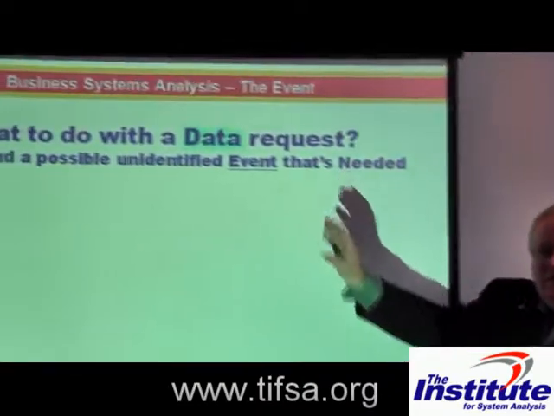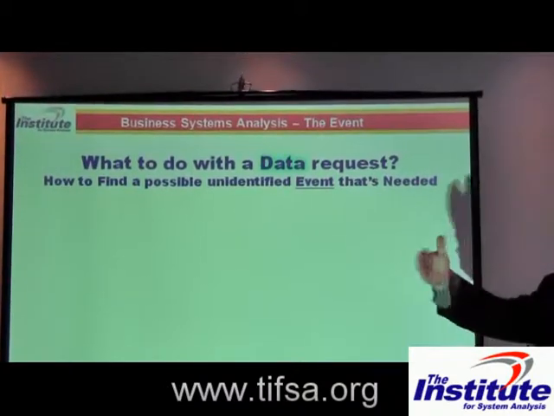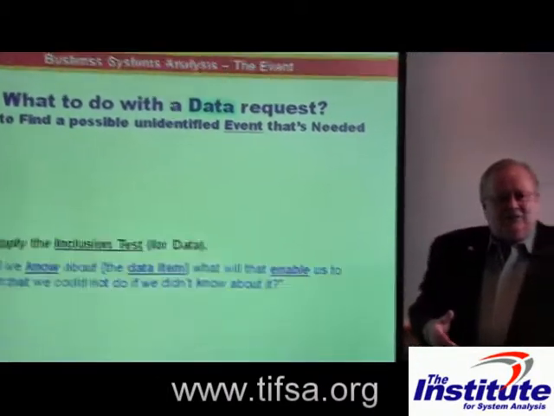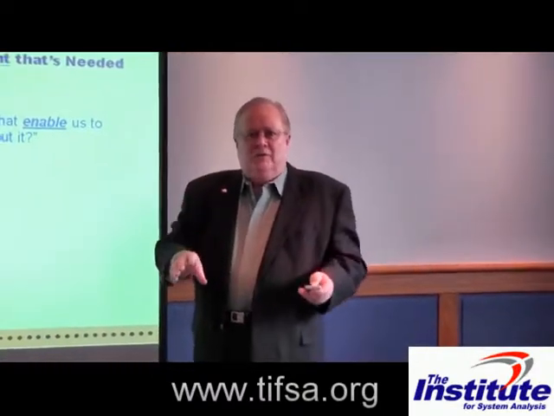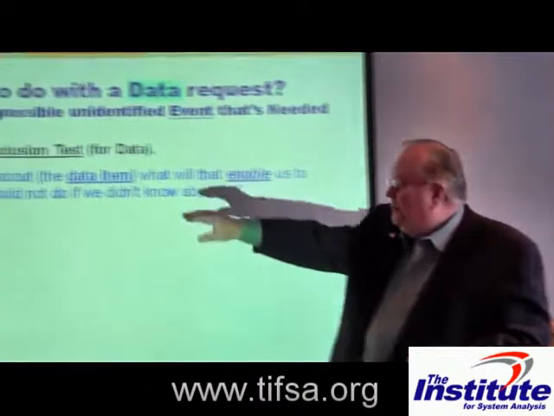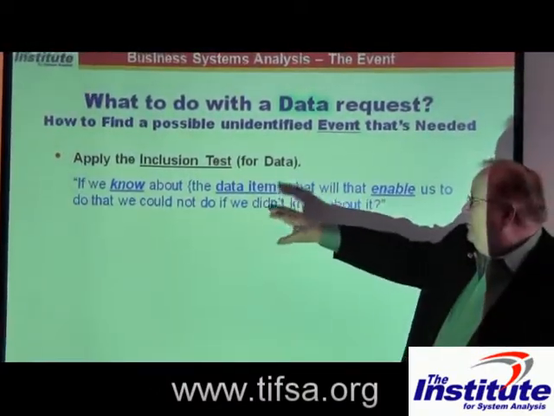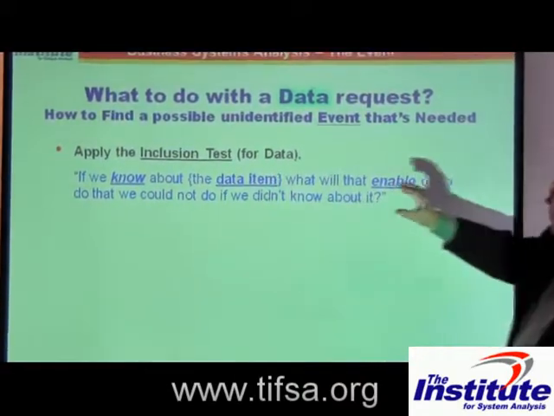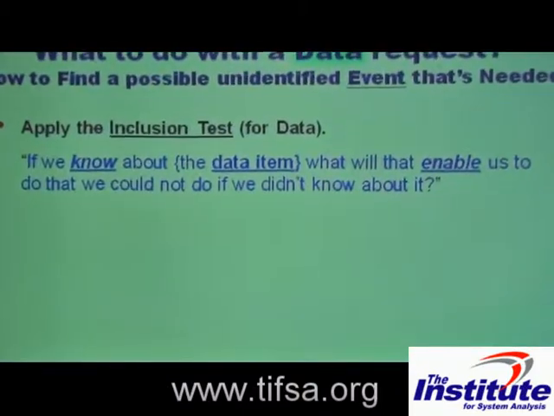What you can do, however, is to see if there's a hidden event. When somebody says, I need to know the date of the request by the deputy department, you have to find out what they're really saying. So we ask instead inclusion or exclusion questions about that data item. So we can then ask this question: look, if we know about the date of the request by the deputy department, what will that enable us to do that we could not do if we didn't know?